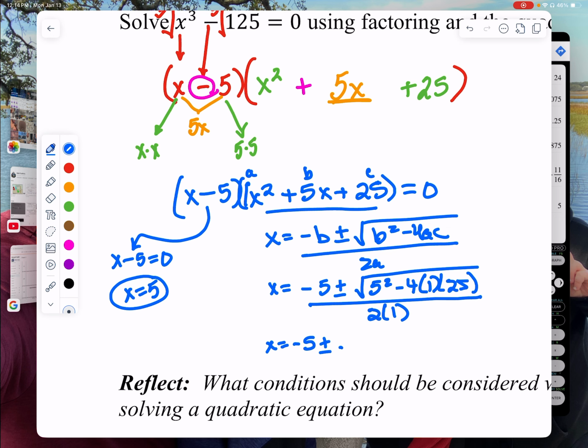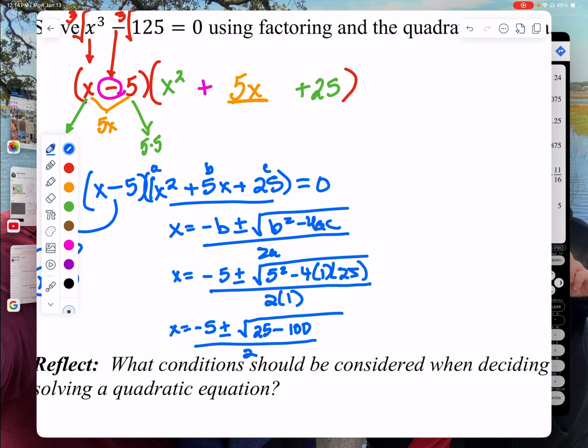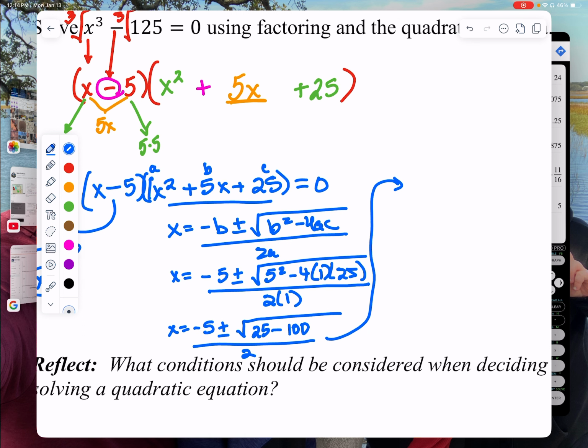And I just keep trucking. I call this plugging and chugging. So that's going to be 25 minus 100. Whew, all over 2. Let's keep on going. So negative 5 plus or minus the square root of negative 75. So we now know, because it's a negative, that this is going to be imaginary. That's okay. We'll keep going.